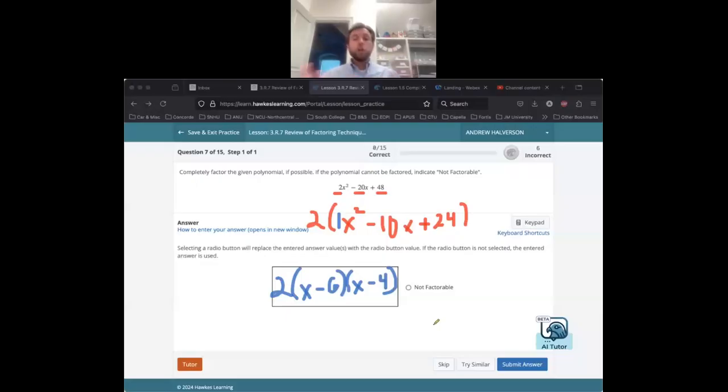So what we're showing you here is that you've got to always be mindful of the GCF. Pull it out if you can, and pull it out first, because doing so oftentimes makes the rest of your factoring easier.